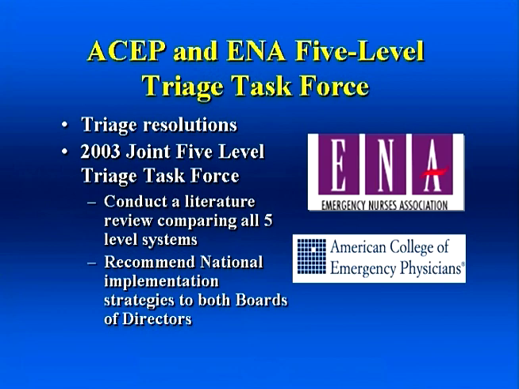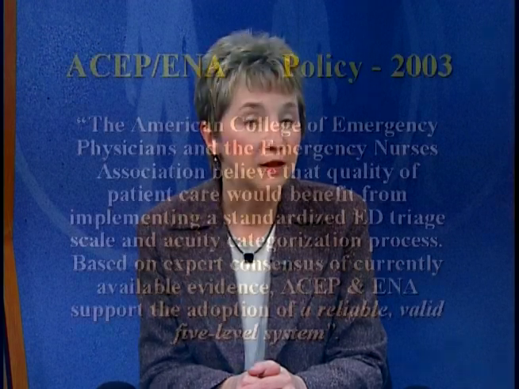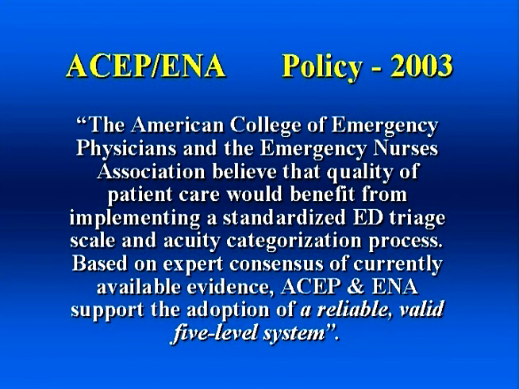A comprehensive literature review on all 5-level systems was conducted and published in the Journal of Emergency Nursing in February 2005. The task force recommended the following policy that was approved by both organizations in 2003. The American College of Emergency Physicians and the Emergency Nurses Association believe that the quality of patient care would benefit from implementing a standardized emergency department triage scale and acuity categorization process. Based on expert consensus of currently available evidence, ACEP and ENA support the adoption of a reliable and valid 5-level triage system.